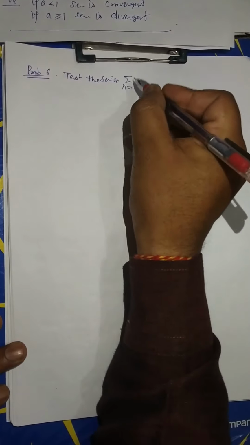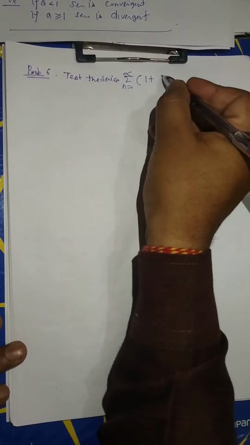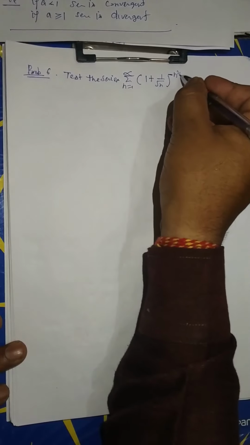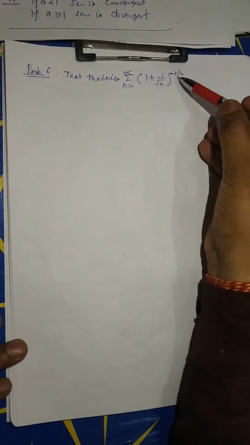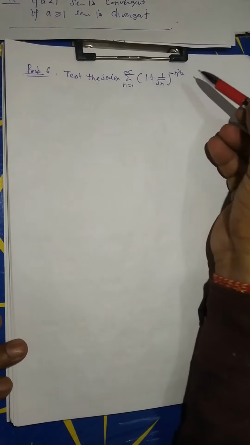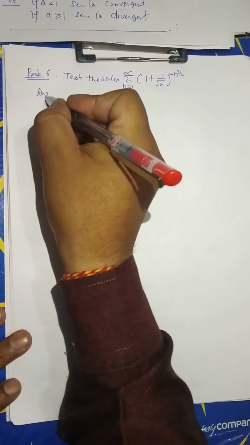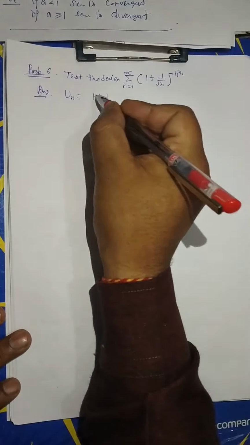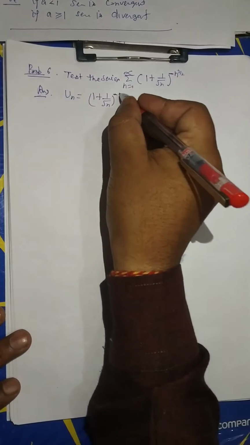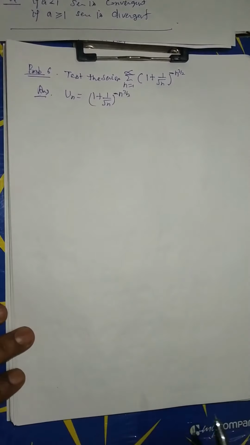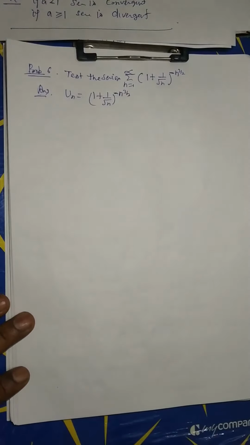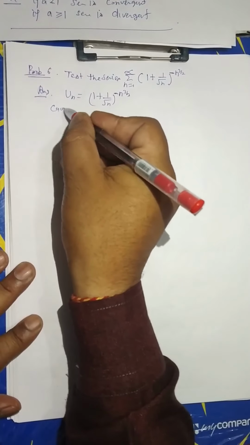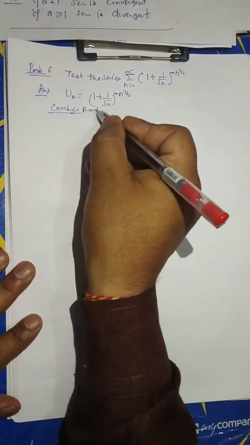Summation n equal 1 to infinity of (1 + 1/√n)^(-n^(3/2)), that is, negative n to the power 3/2. Answer: un is (1 + 1/√n)^(-n^(3/2)). The power of un is very large in terms of n, so apply Cauchy root test.